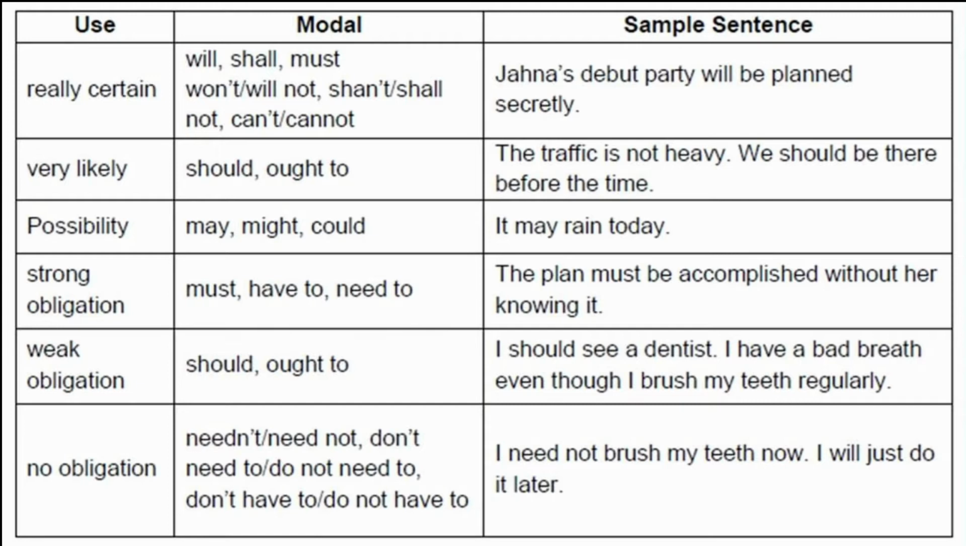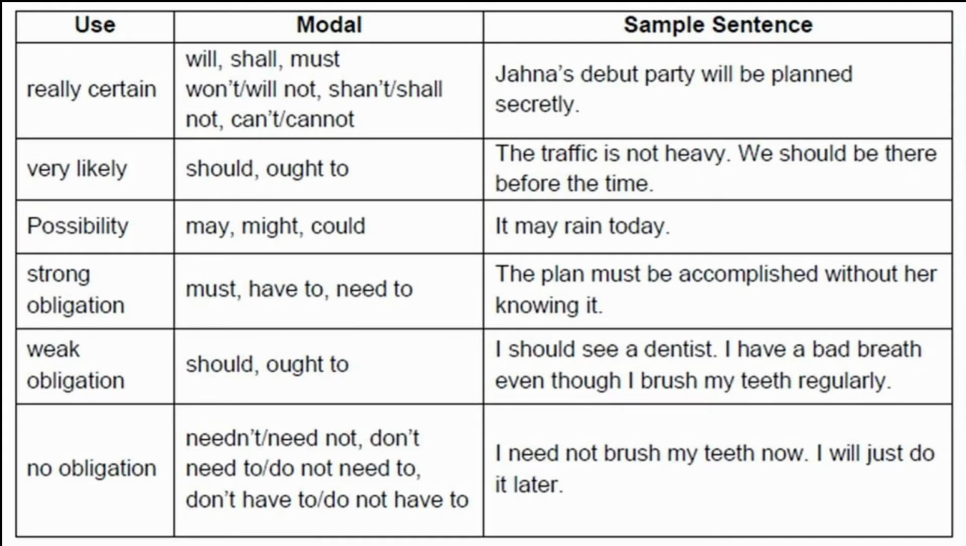Next is strong obligation. Modals are must, have to, need to. Which means that when we use these modals, the verb or the plan should happen, because it is a strong obligation. For sample sentence, we have, the plan must be accomplished without her knowing it. Next is weak obligation. Modals are should, ought to. Sample sentence: I should see a dentist. I have bad breath, even though I brush my teeth regularly.